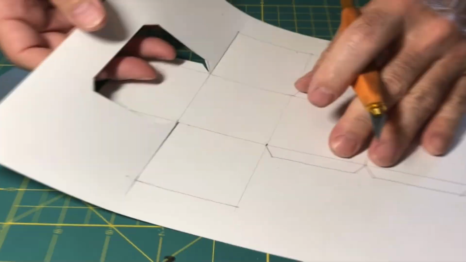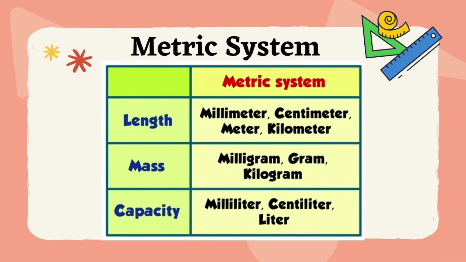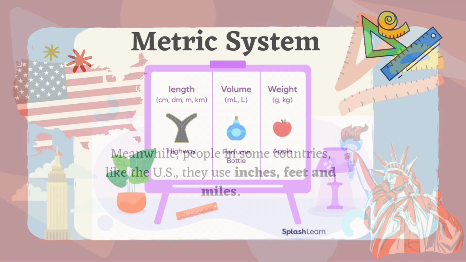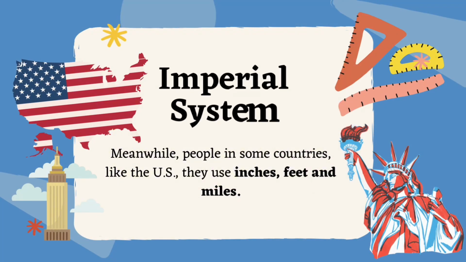To avoid confusion, people came up with a standard way of measuring called the metric system. This system, known as the International System of Units, SI, is used almost everywhere in the world. Meanwhile, people in some countries like the United States use inches, feet, and miles.